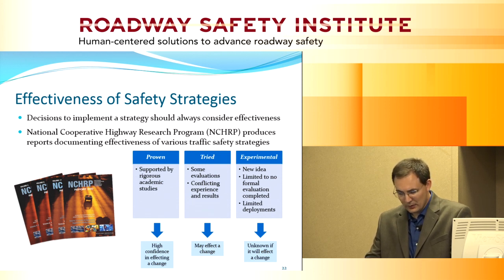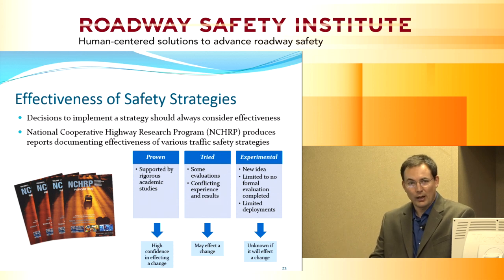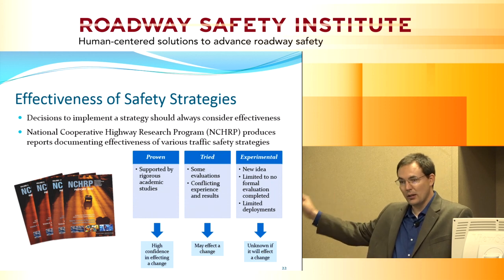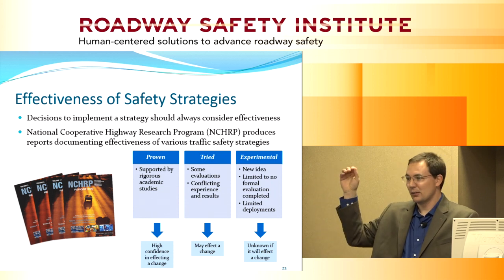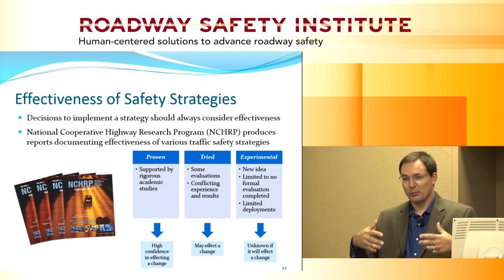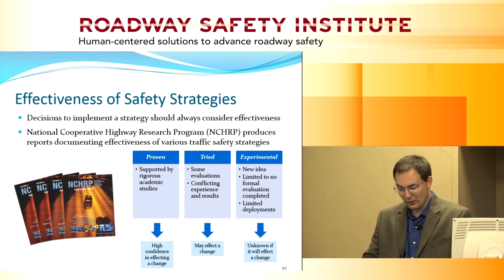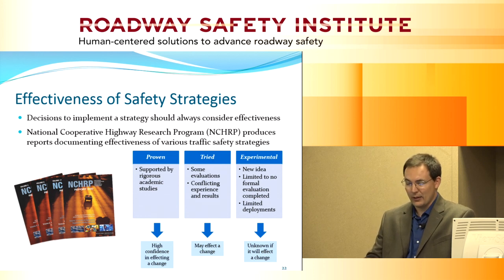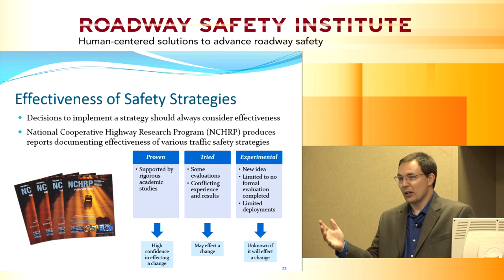The proven category says that it's supported by rigorous academic study, meaning that if I were to do a study on effective edgeline rumble strips and reducing run-off-the-road crashes, I'm probably going to find very similar results in Minnesota, Iowa, Wyoming, Georgia, wherever. It comes to the same conclusion and has been verified multiple times by multiple studies. High confidence that if I were to install an edgeline rumble strip, the crash modification factor, or I should say the reduction factor, would be 30 to 35%.